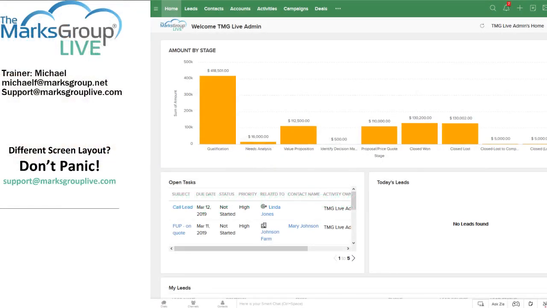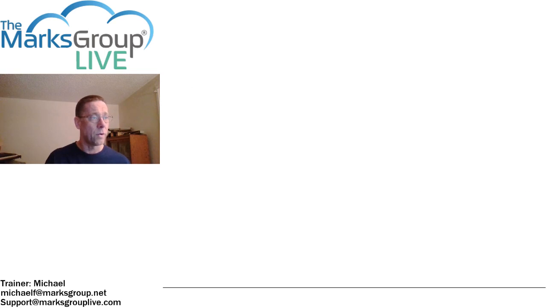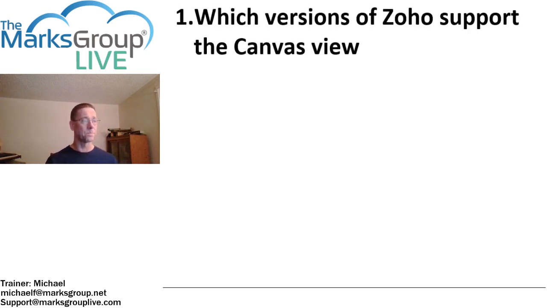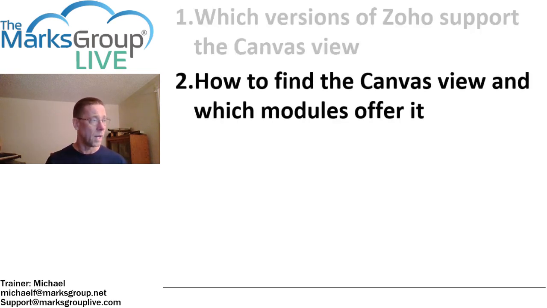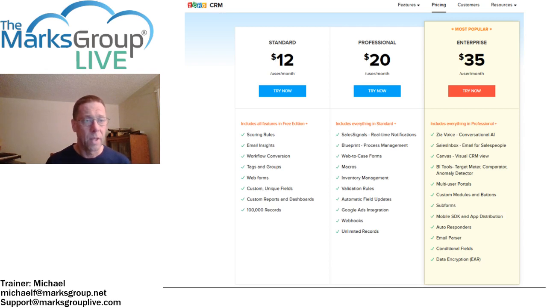So let's get into it. Actually, let's go back to that. First things first, who's got the Canvas view? Who can access it? Let me just skip ahead. There. The Canvas view is only available in the Enterprise version of Zoho.